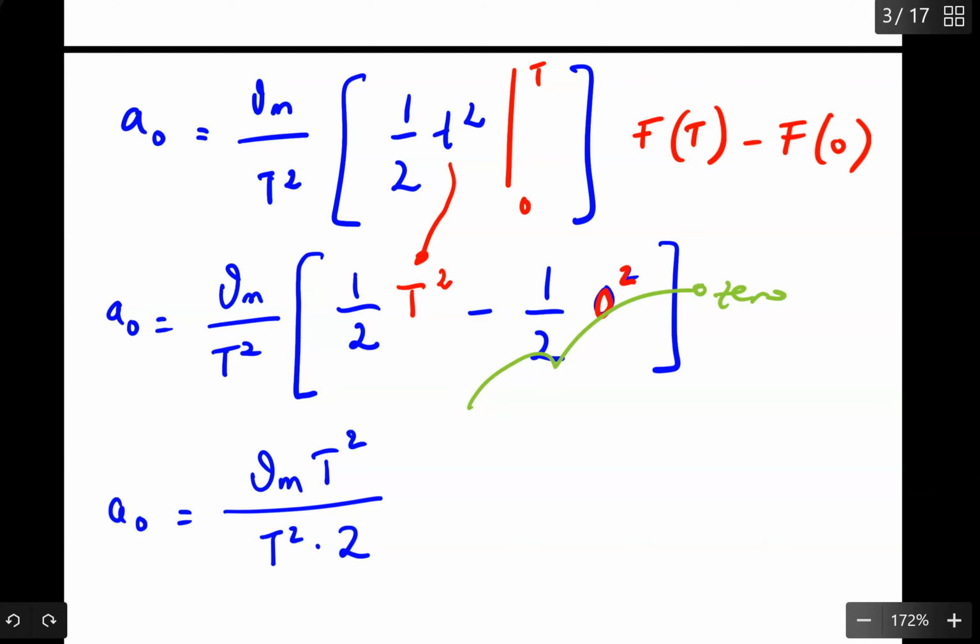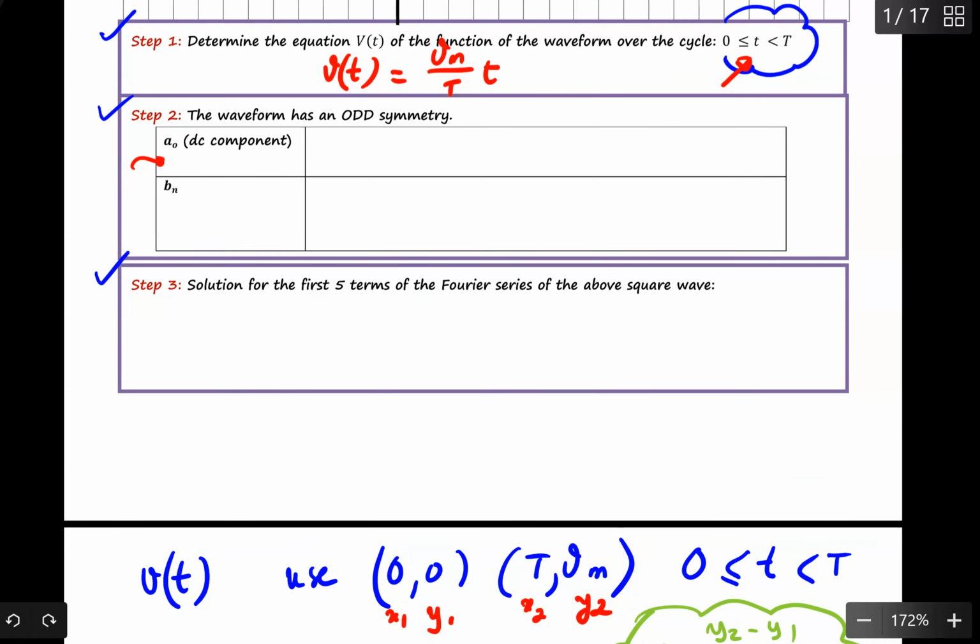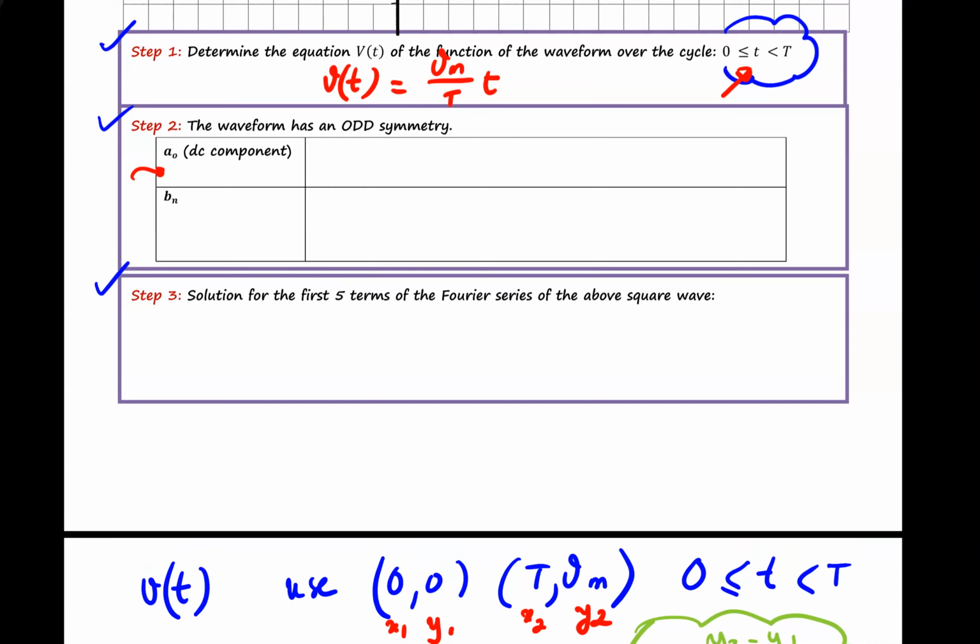Okay, so let's see what we can simplify. I can cancel that with that. So in here, I should have Vmax divided by 2 as a naught. So this is actually called the DC component. You take the Vmax, you divide it by 2, it will be equal to your a naught. Okay, so let's write it down on our chart. So this will be a naught equal to Vmax divided by 2.